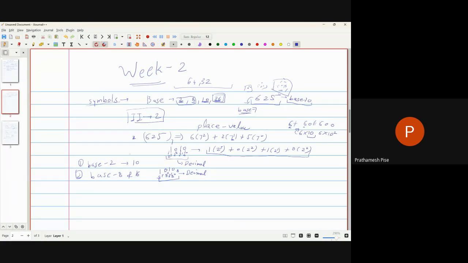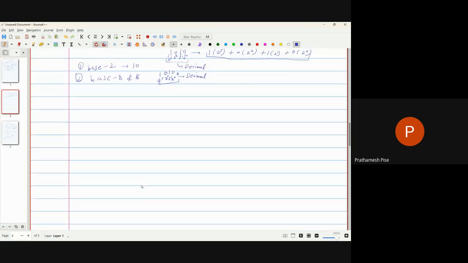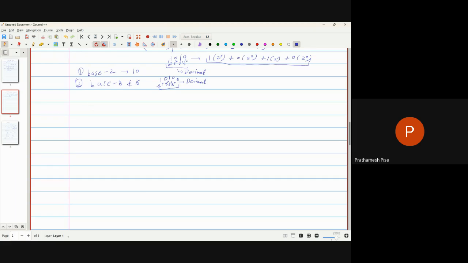The reverse is a little bit tedious. Okay, for example, suppose you have 27 in base 10 and you have to convert it to base 2. Can somebody tell me the method that we use to convert 27 into base 2?